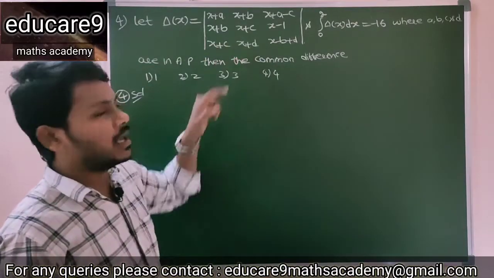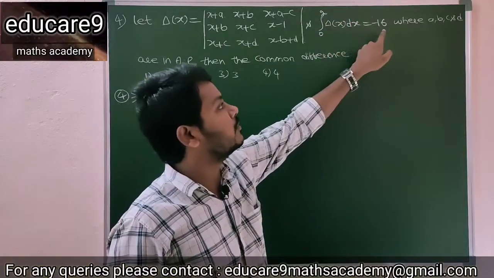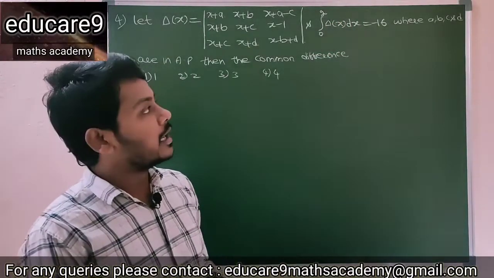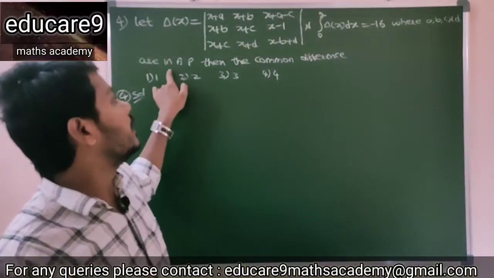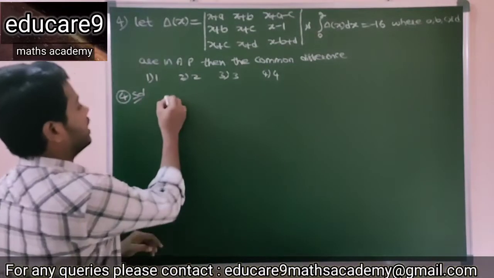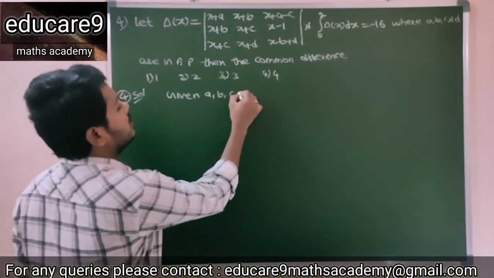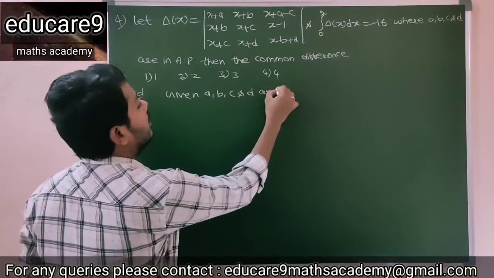Delta x is given and the integration from 0 to 2 of delta x dx value is minus 16. Here, where a, b, c, d are in AP, then the common difference is 1. So we are given that a, b, c and d are in AP.